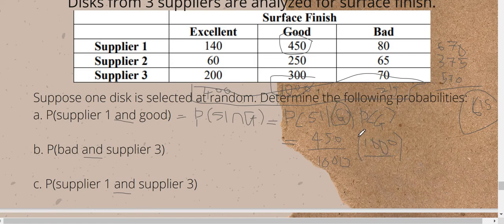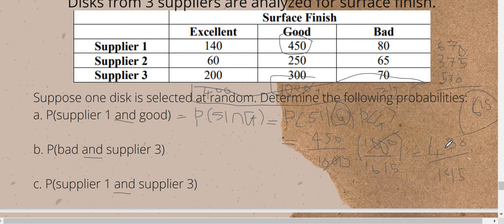So 1000 over the total value of all, which is 1615. You can cancel these two because they are equal, so you will get 450 over 1615. So that will be your answer. Or you can simplify 450 over 1615 using a calculator, and you will get 90 over 323.